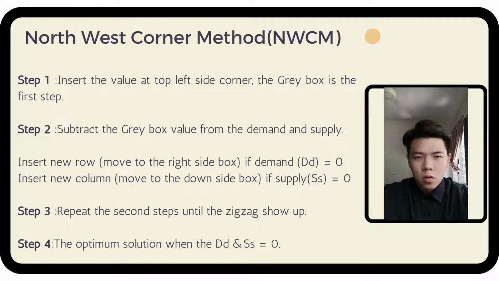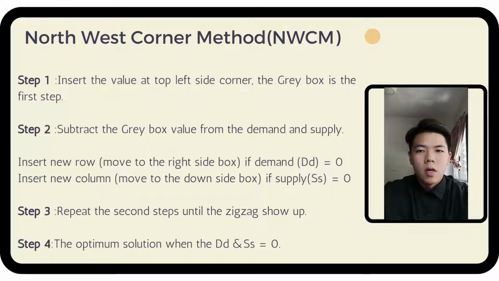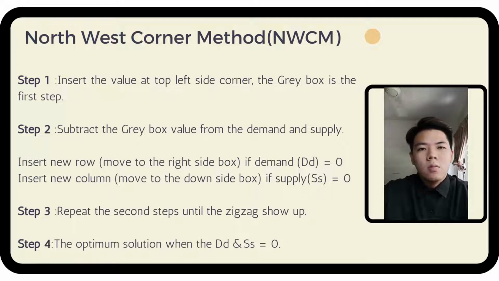Let's talk about the northwest corner method. Step 1. Insert the value at the top left side corner with the available supply value to fulfill the demand. The gray box is the first step. Step 2. Subtract the gray box value from the demand and supply. Insert new row if the demand equals 0. Insert new column if the supply equals to 0.